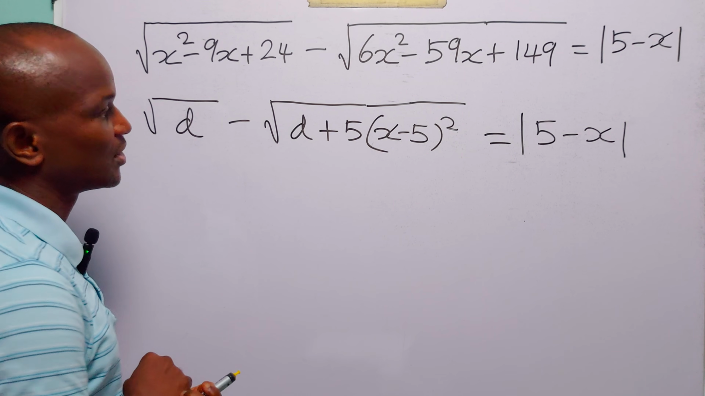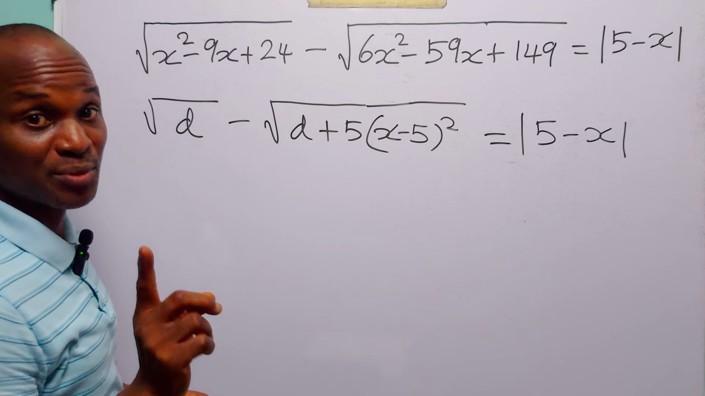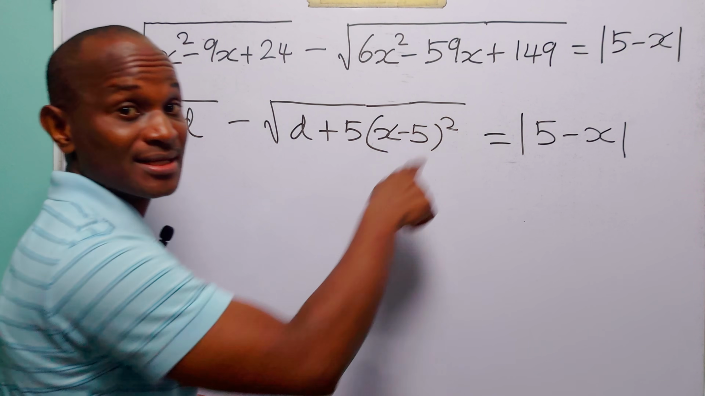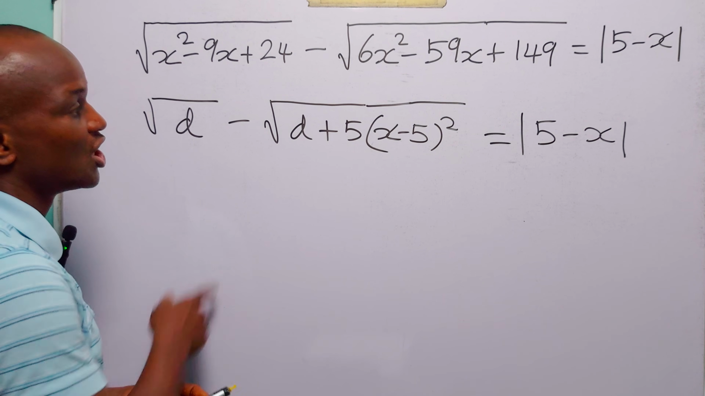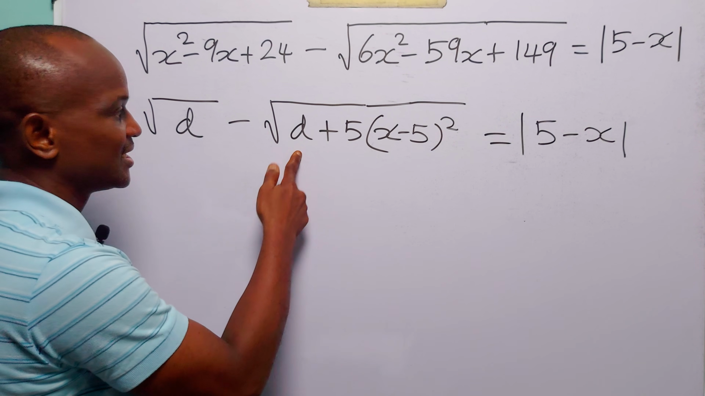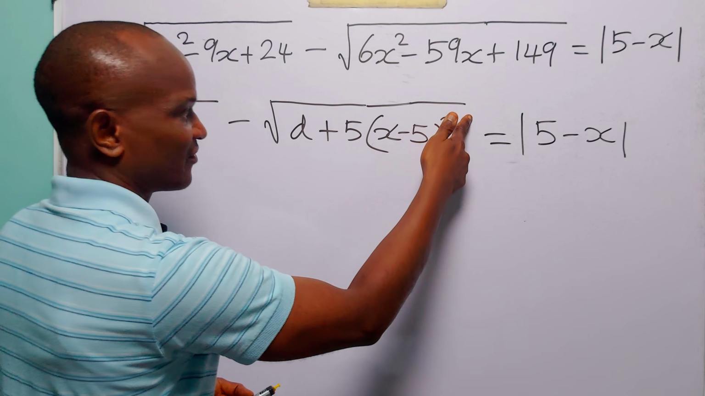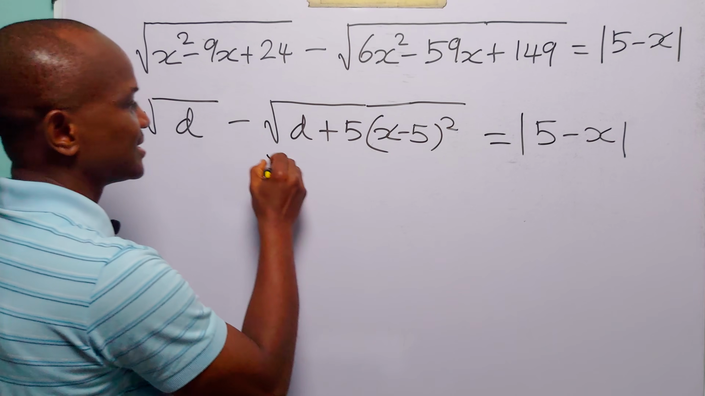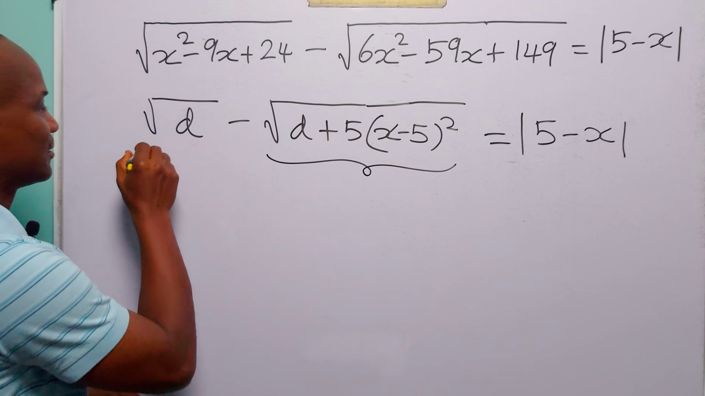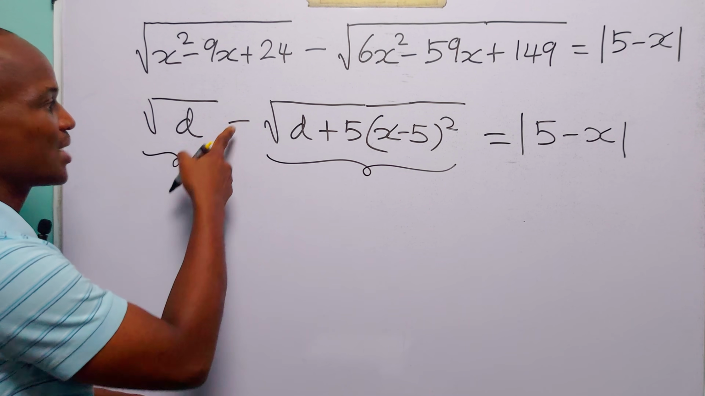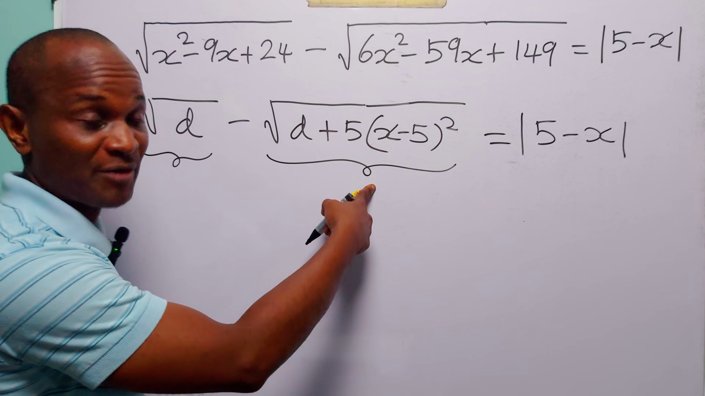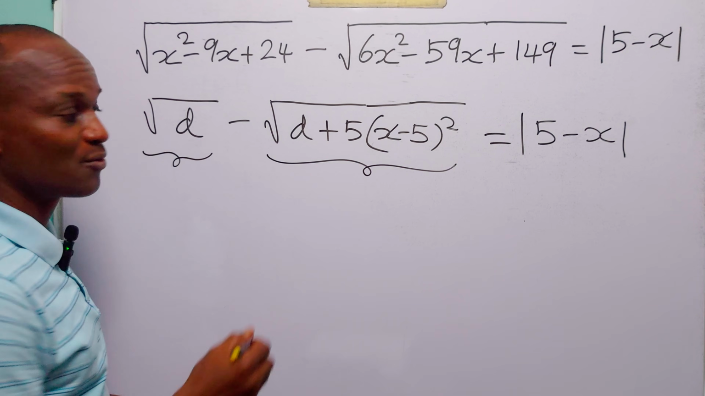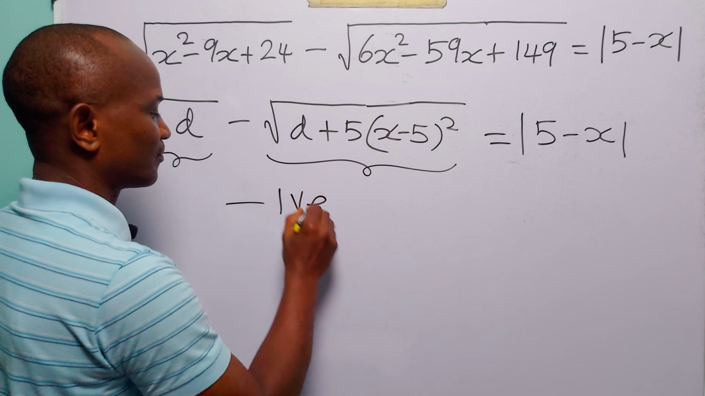Now let us look at this equation. Of course, we know that d is a positive quantity, and 5 times x minus 5 squared is also a positive quantity. So it's very easy to see that d plus 5 times x minus 5 squared is greater than d. So that means that this square root is bigger than this square root. And of course, you know that when we subtract a larger number from a smaller number, we get a negative number. So the left-hand side of this equation is negative.